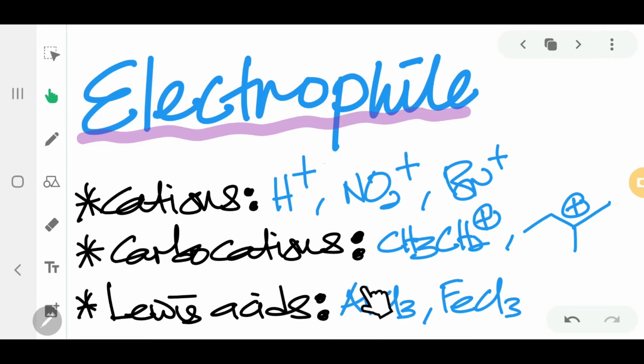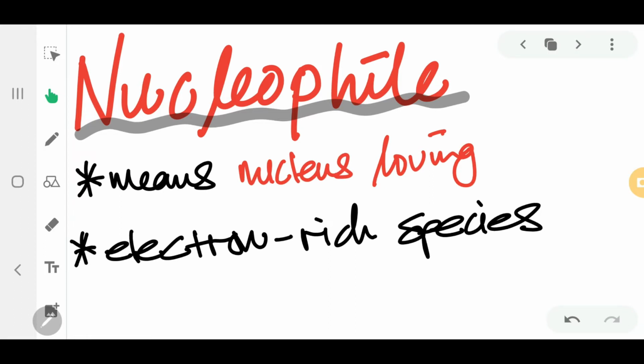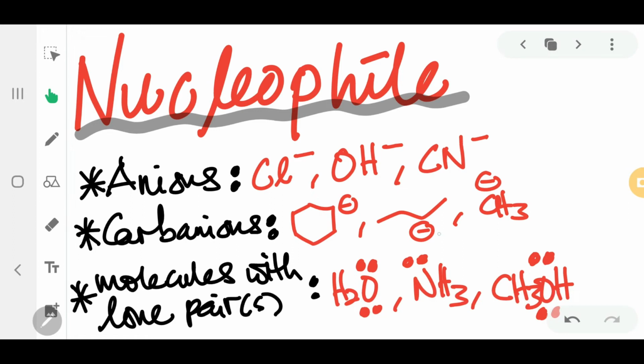Lewis acids, AlCl3 and FeCl3, although they do not have a positive charge, do have empty orbitals, and therefore they will be able to accommodate electrons. On the other hand, nucleophile means nucleus-loving. Why? Because they are electron-rich species. They are the opposites of electrophiles. Examples of nucleophiles are anions, species with negative charge, carbanions, and also molecules with lone pairs, such as water, ammonia, and alcohols.